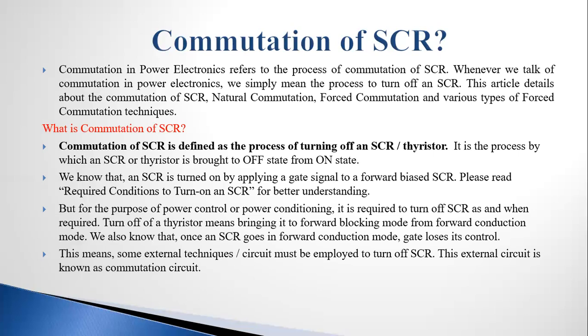We also know that once an SCR goes into forward conduction mode, the gate loses its control. So some external technique or circuit must be employed to turn off the SCR, and this external circuit is known as the commutation circuit. I hope you understand the commutation of SCR. Commutation is only the turn off method of the SCR.